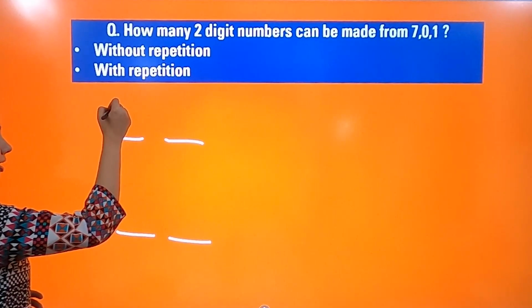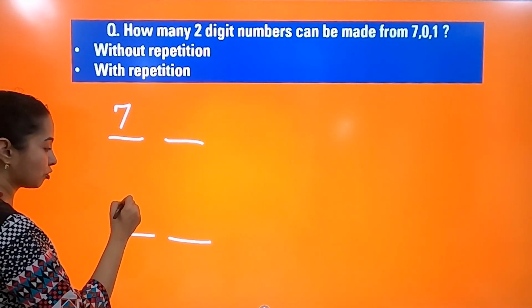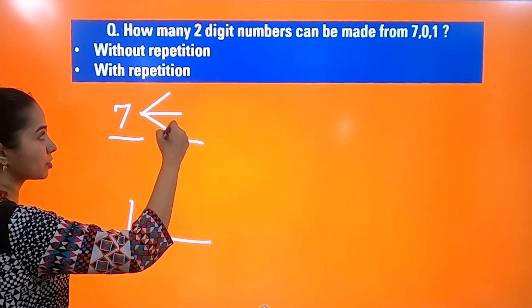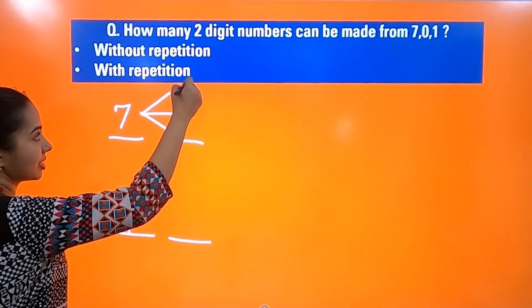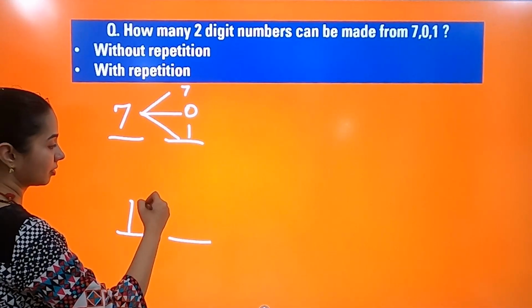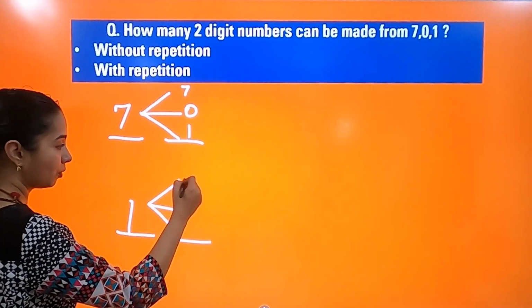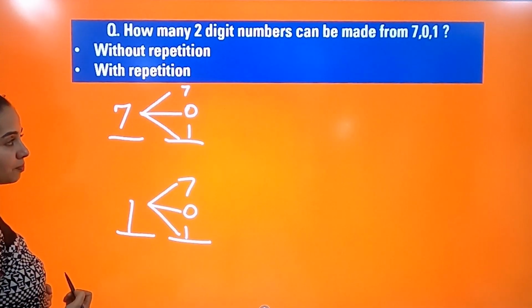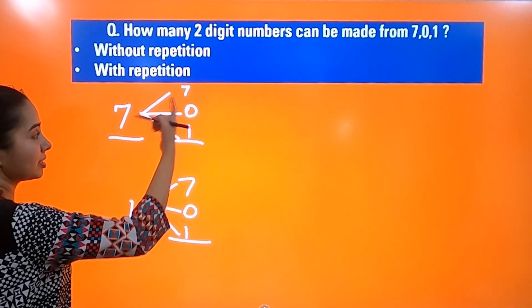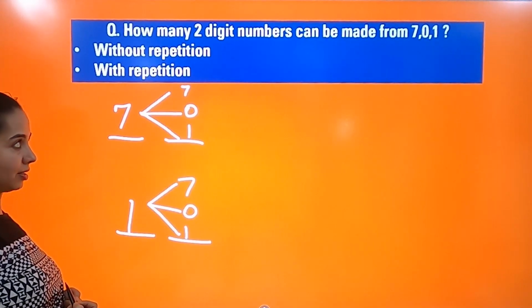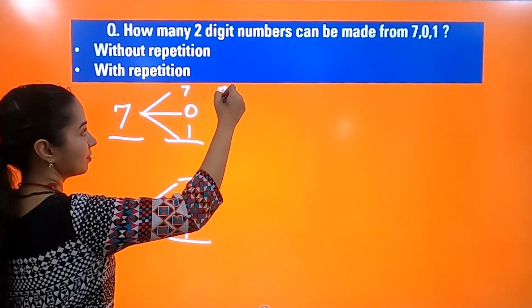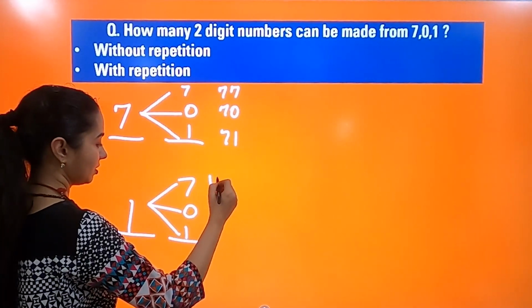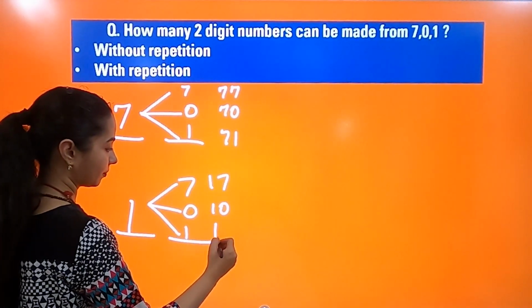If you see, again, for the first place, I have just 2 options. Then for the second place, all 3 options are open with me. That is 7, 0 or 1, because again I can use 1 even if I used it in the first place. I can use 7 in the second place even if I used it in the first place. So the numbers become 77, 70, 71, 17, 10 and 11.